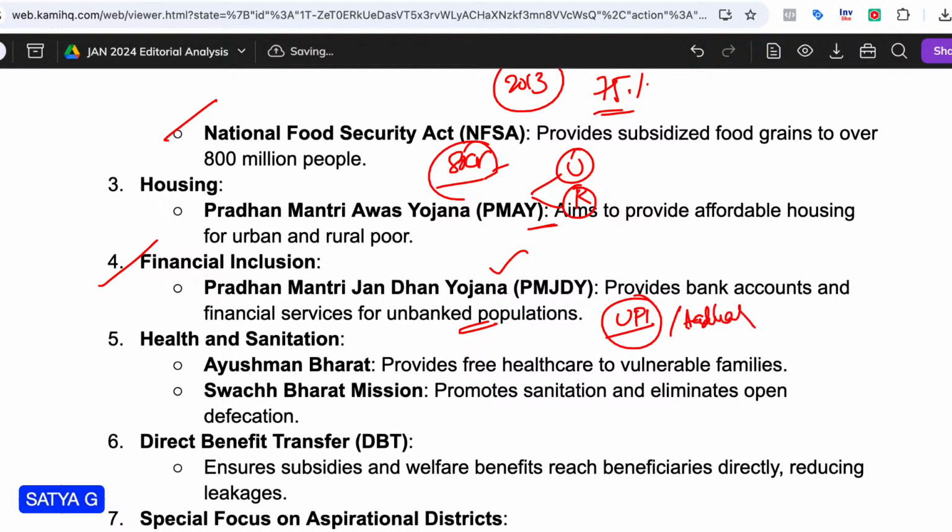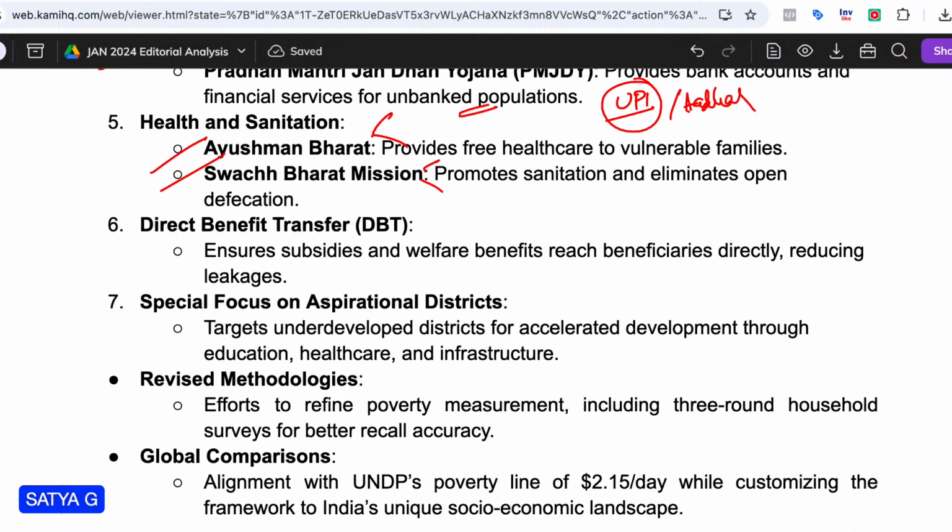And health and sanitation, so the Ayushman Bharat program and Swachh Bharat Mission, we have urban and rural components. Components of Ayushman Bharat you can mention. And direct benefit transfer, right? For this one you can also mention, especially for the aspirational districts. Wherever there is deprivation with respect to education, health, infrastructure, this aspirational district program, ADP, addresses it, right? So that you can mention.